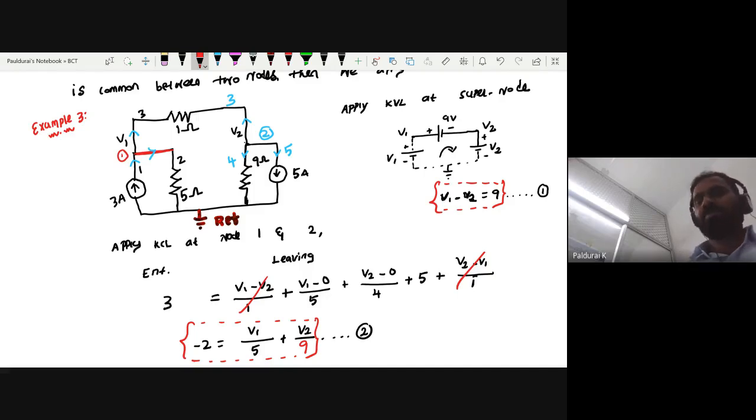So we move to the next problem, the final problem for today's class. Actually I want to start nodal analysis with dependent sources.